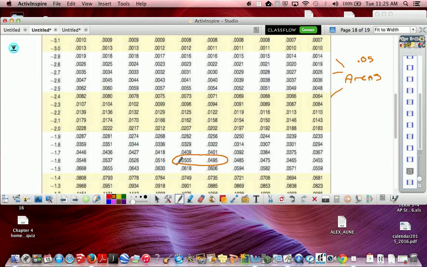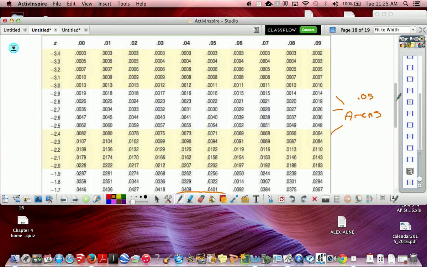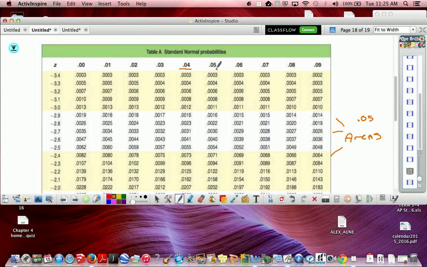Which one's closer? Aren't they equal distance away? Okay, so if I look at the z-score, it's negative 1.6, and then if I go up, it's either 0.4 or 5. I would accept either one.